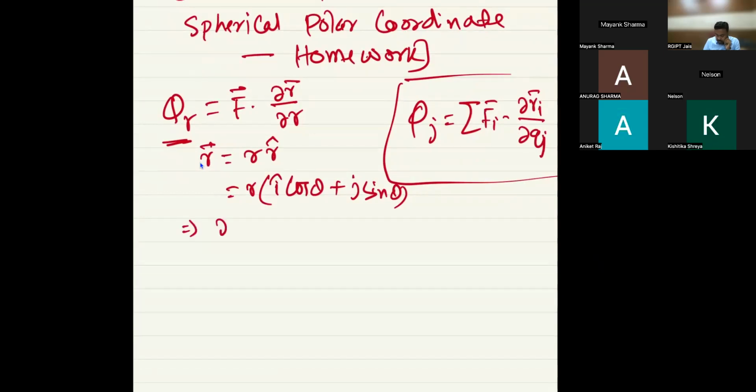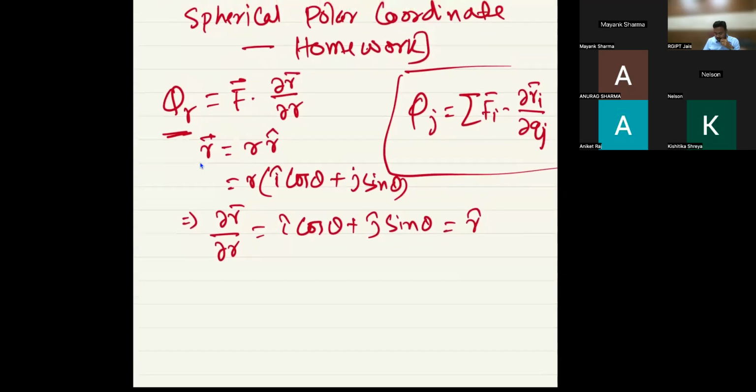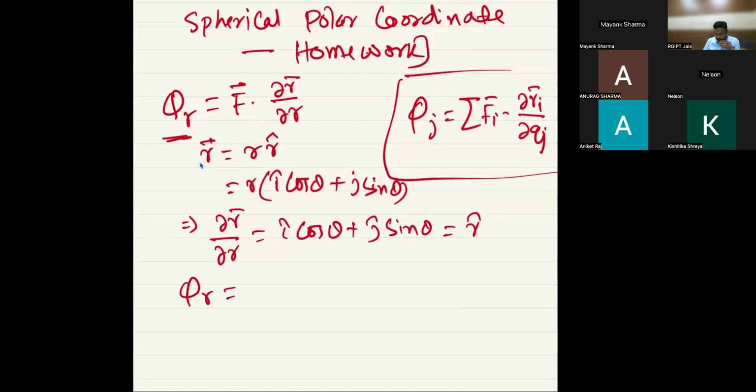So what is the value of del r by del r in this case? With respect to r, del r by del r will be simply i cap cos theta plus j cap sin theta. That is simply r cap. So this force Qr will be F dot r cap, that is the component of the force along the r direction.